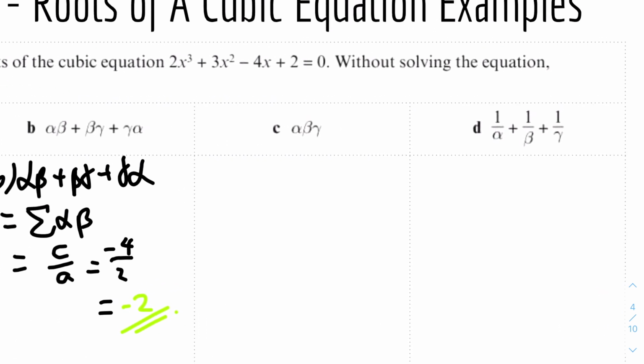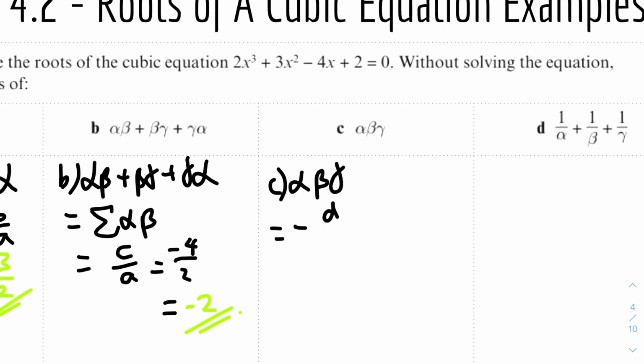And for the third one, alpha times beta times gamma, or alpha beta gamma, is equal to the product of the roots, which equals minus d over a. D in this case is 2, and a in this case is 2, therefore it's minus 2 over 2, and therefore it's minus 1.